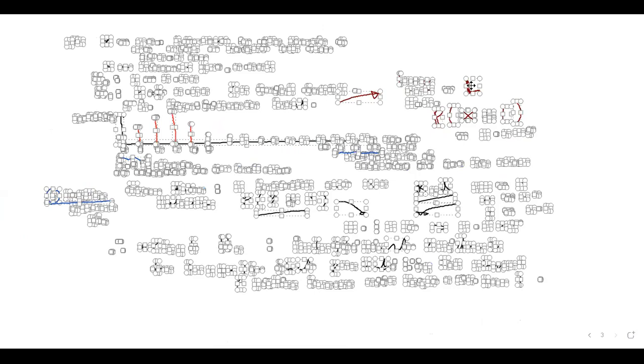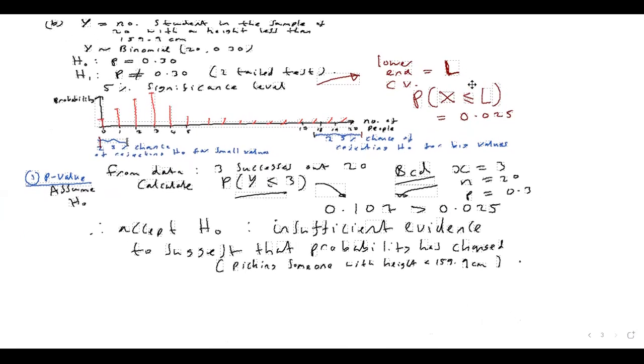We can either calculate a probability value, which is what we did there, or we can do the second method, which you may prefer, of doing a critical value test. A critical value test is where we find the critical value, or the critical region, and then we work out whether 3 successes is in our critical region. So this is method number 2.